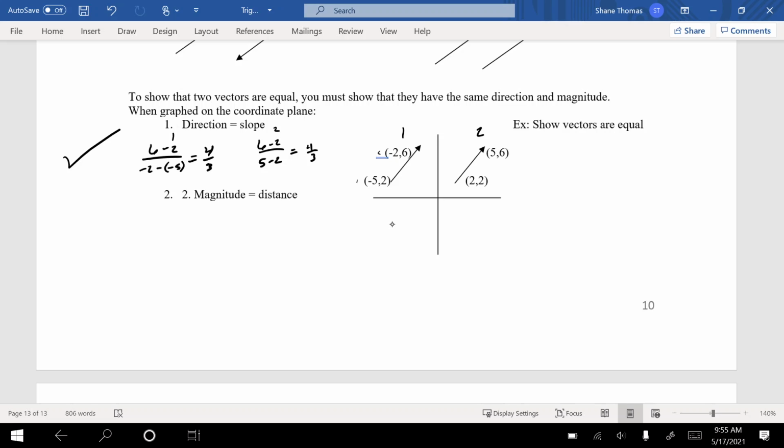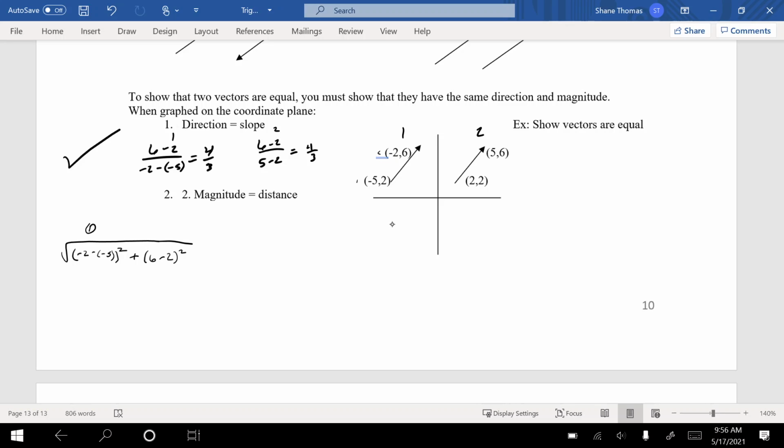Now, we've got to check the magnitude. I just gave the magnitude formula above. It's just the distance formula between the 2 points. So let's go with the magnitude of vector 1 here. I'm going to have the square root of (-2 minus -5) quantity squared plus (6 minus 2) quantity squared.